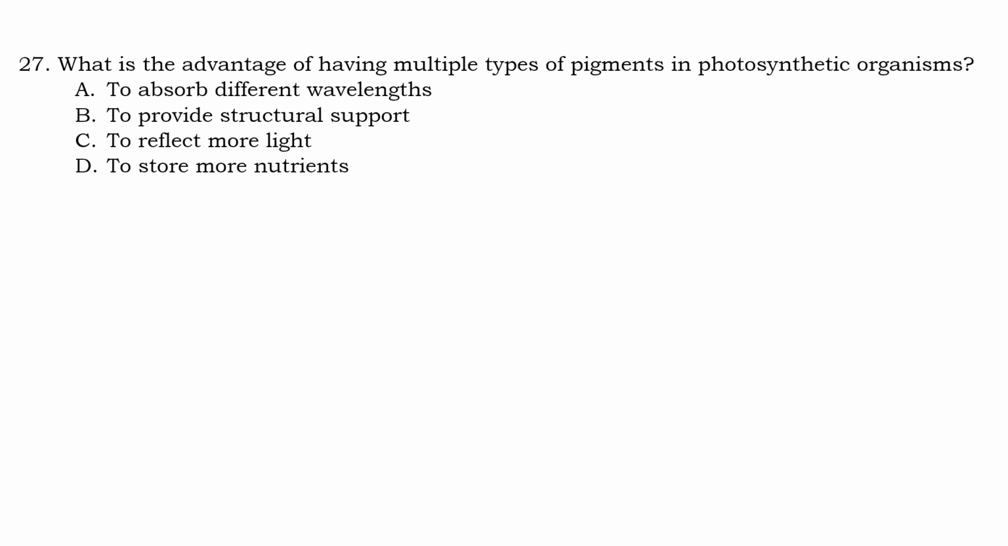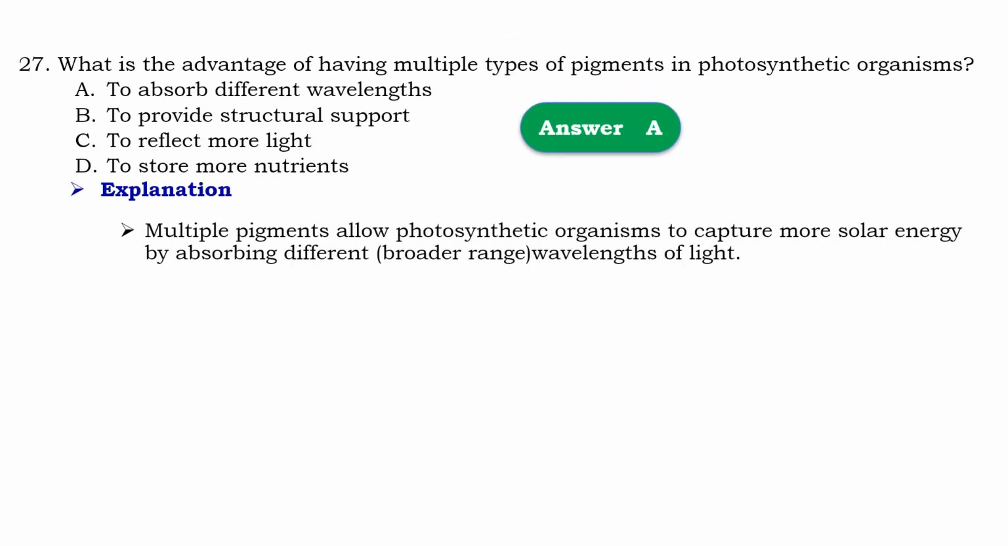Question number 27. What is the advantage of having multiple type of pigment in photosynthetic organism? photosynthetic organismoች ብዙ ፒግመንት ማኖራቸው ጥቅሙ ምንድነው ይላል? So that should be A. To absorb different wavelengths. Means that multiple pigment allow photosynthetic organism to capture more solar energy by absorbing different or broader range of wavelengths of light.